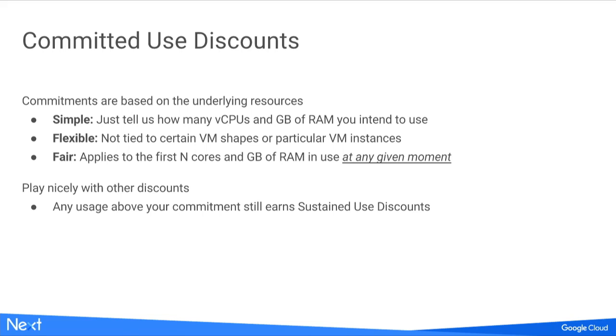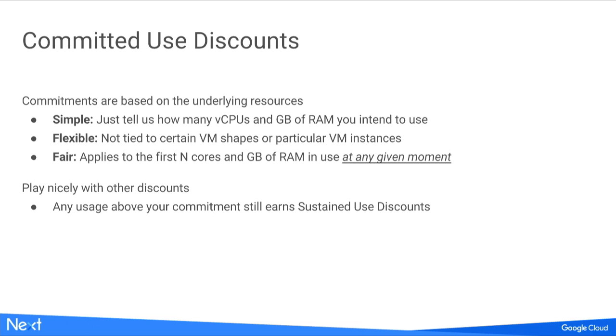So the way that we make that flexible is that the whole thing is designed based on the underlying resources. If you think back a minute ago when I was talking about sustained use discounts and how SUD 2.0 looks at the number of cores and RAM that you've used, committed use discounts are the same way. So rather than trying to predict how many machines you need of a certain size in what zone, just tell us how much CPU and how much RAM, and then you can use those in any combination. So it sounds like we're asking you to tell us more, but it's actually simpler because most customers already know that math.